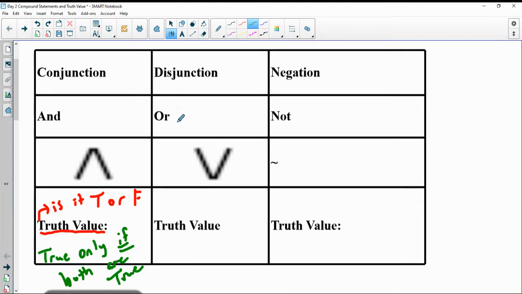Okay, and then when you do an or, you still have two sides of the sentence. This separates it with an or. So for the truth value with an or statement, that means only this or this has to be true. So only one has to be true for a true truth value.